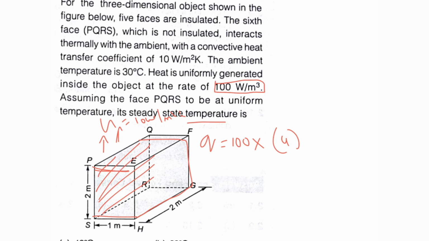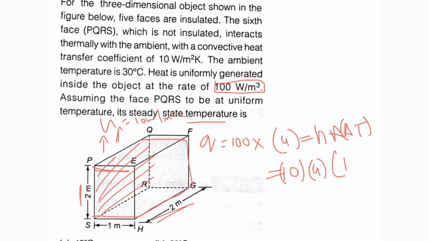To maintain the steady state, whatever be the amount of heat generated, that has to be convected out. Then only the temperature inside the body will remain same and the body would be at steady state. Therefore, HA delta T. This H is already given, that is 10. A is the area of PQRS. Area of PQRS is 2 into 2, that is 4. Delta T is temperature of PQRS minus temperature of ambient. You will get this one cancelled out and T is equal to 40 degrees centigrade.